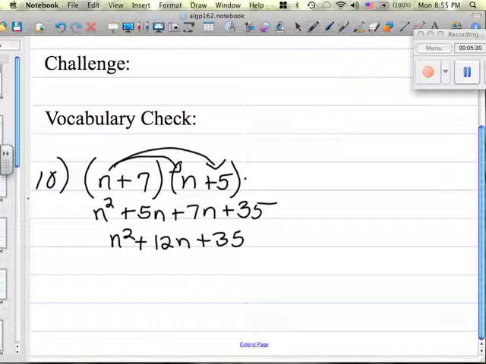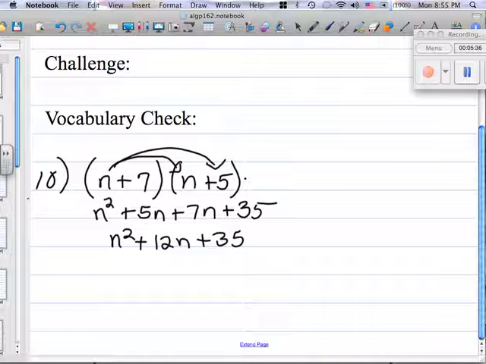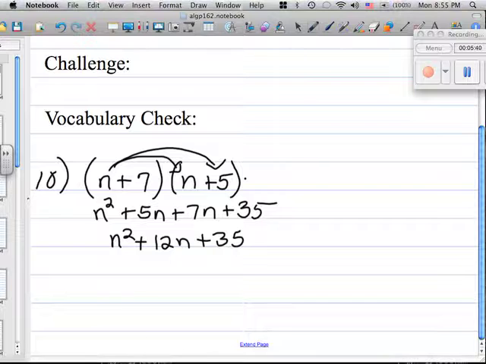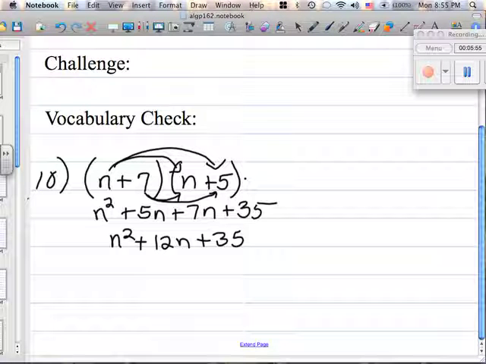So problem number 10, copy the problem down. We have n plus 7 times n plus 5. First term would be n times n, which is n squared. Outer term, n times 5, which is 5n. Inner term, 7 times n, 7n, and last, 7 times 5, 35.